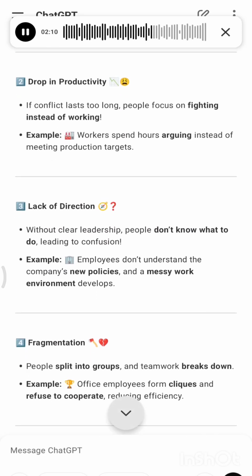3. Lack of direction. Without clear leadership, people don't know what to do, leading to confusion. Example: employees don't understand the company's new policies, and a messy work environment develops. 4. Fragmentation. People split into groups and teamwork breaks down. Example, office employees form cliques and refuse to cooperate, reducing efficiency.